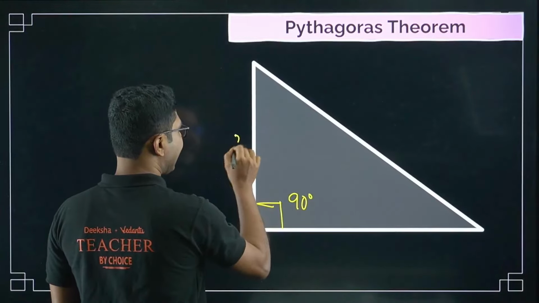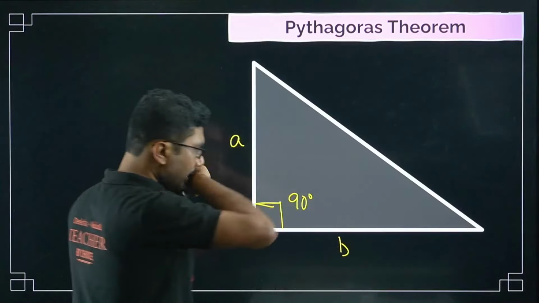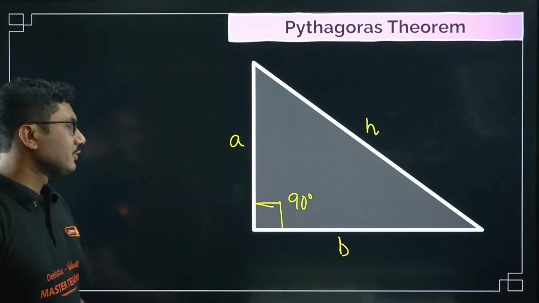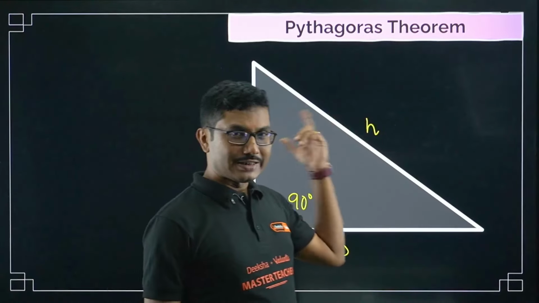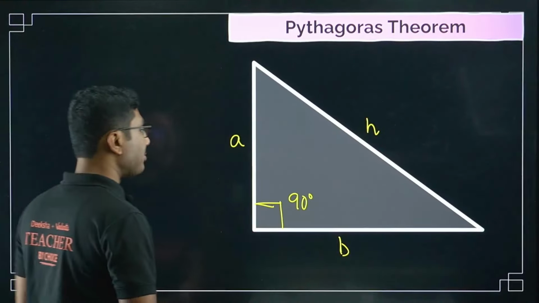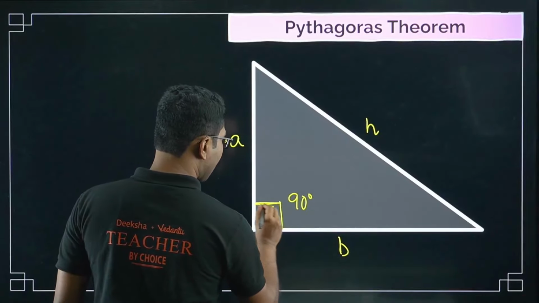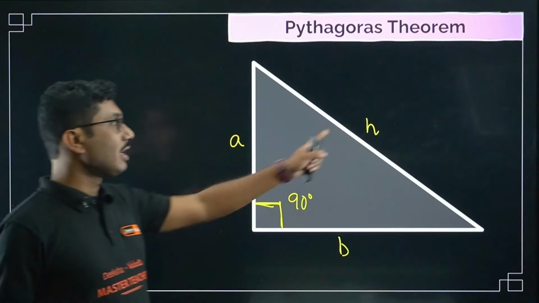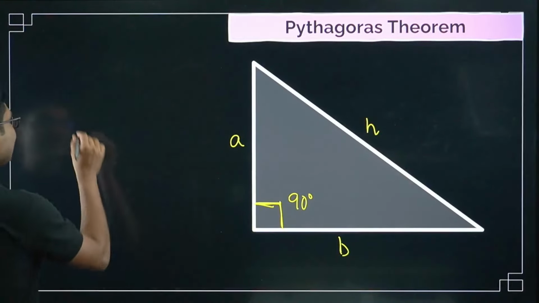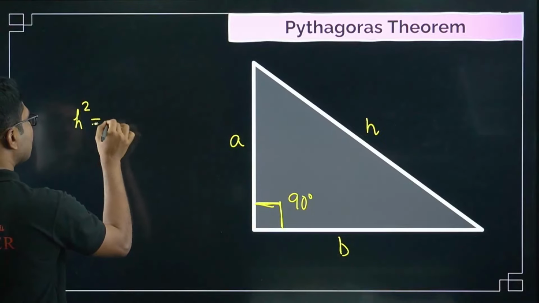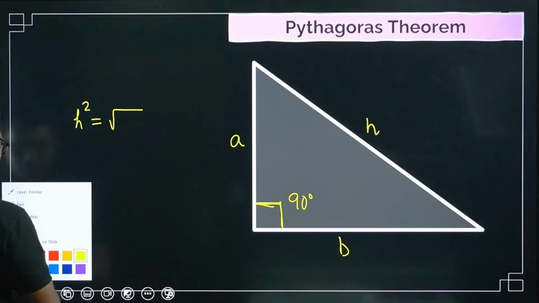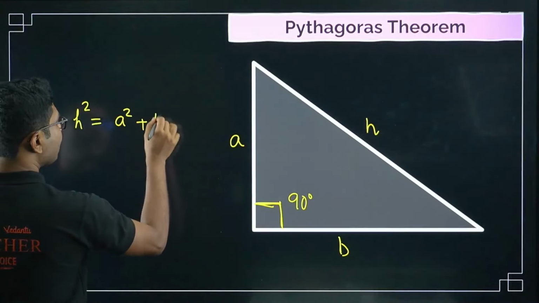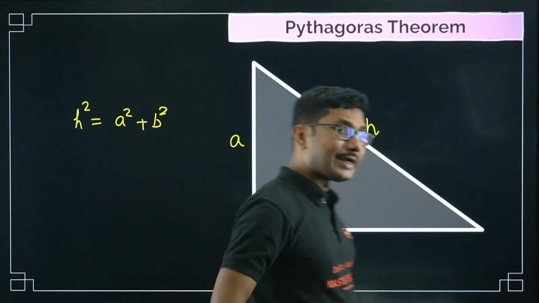Suppose this side is A, this side is B, and this we generally call H. So these are the two sides of the triangle, and this has a special name called hypotenuse. Hypotenuse is the side opposite to the 90 degree angle. And the relation is very easy: H square equals A square plus B square. Very easy, right? But sometimes students forget to apply this condition.